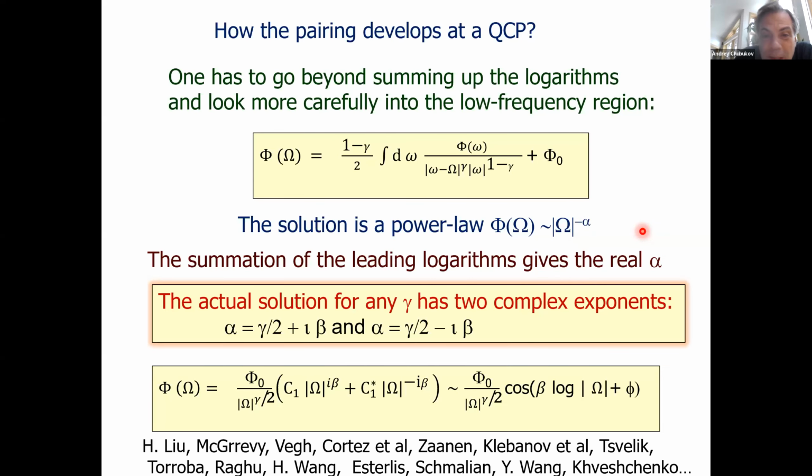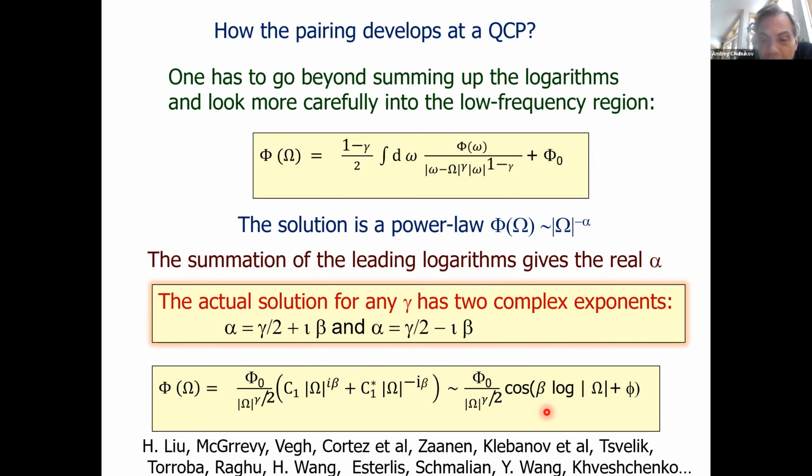And to some surprise, it turns out that for any value of gamma, there are no real exponents. The actual solution has complex exponents. Complex means that there are two complex conjugated solutions, two complex conjugated exponents. And if you ask what it means for the solution, it means that the function oscillates on a logarithmic scale at low frequencies. And this was obtained by a number of people from a condensed matter perspective, but this is also what is called, in high energy, holographic superconductivity. It's the same story.